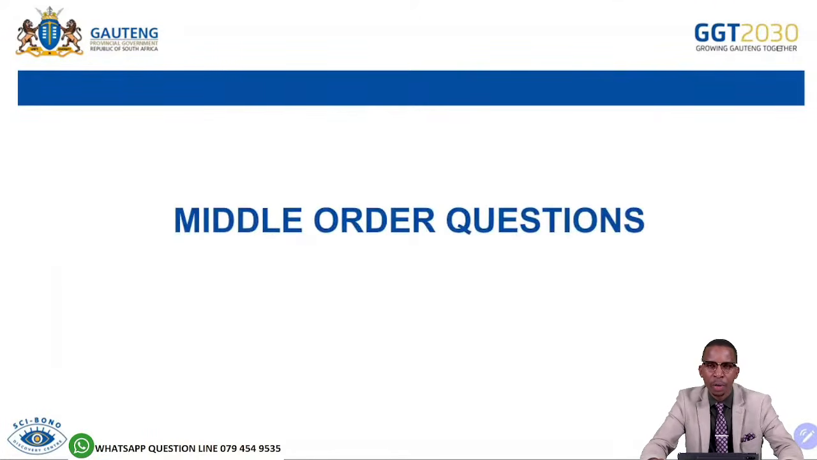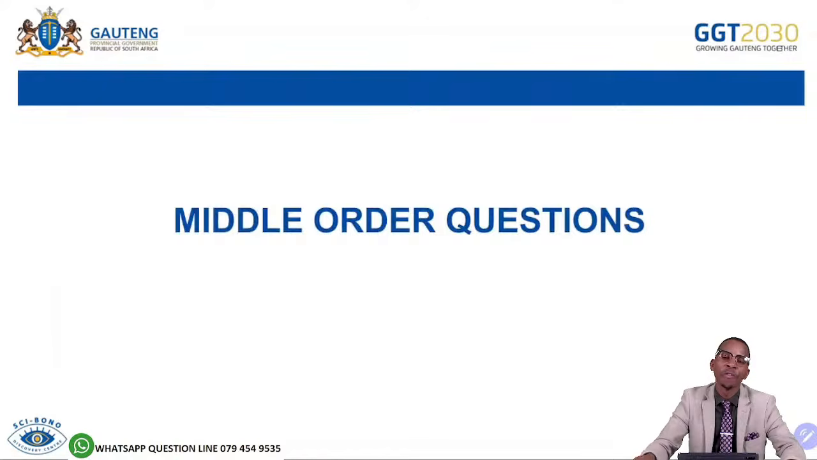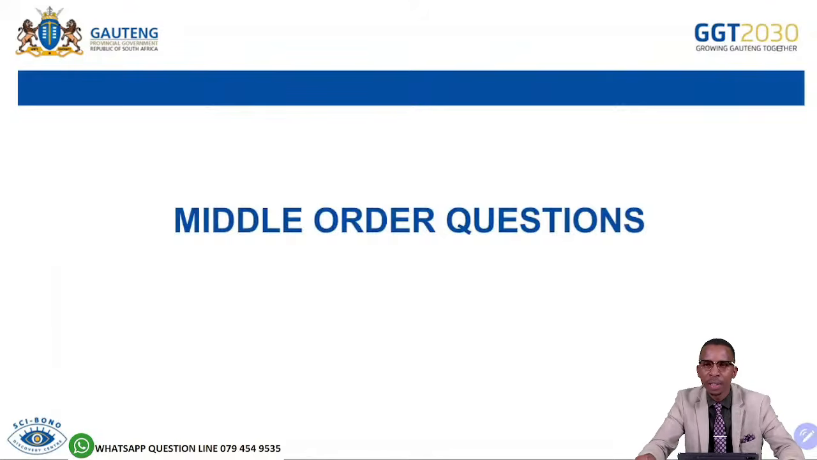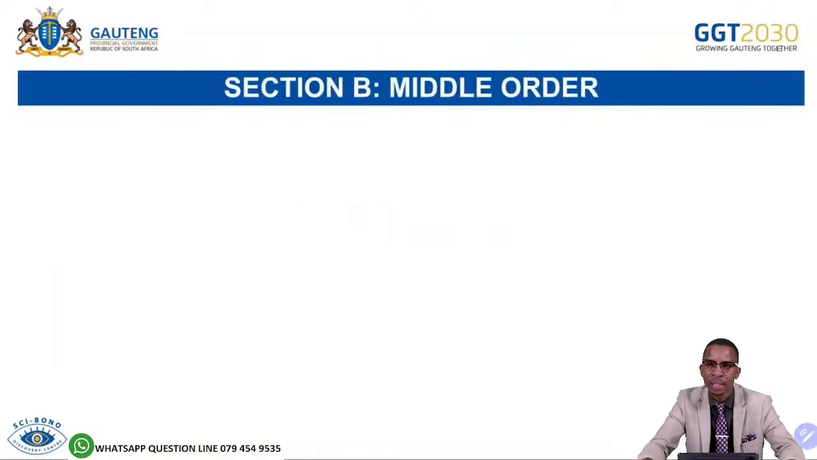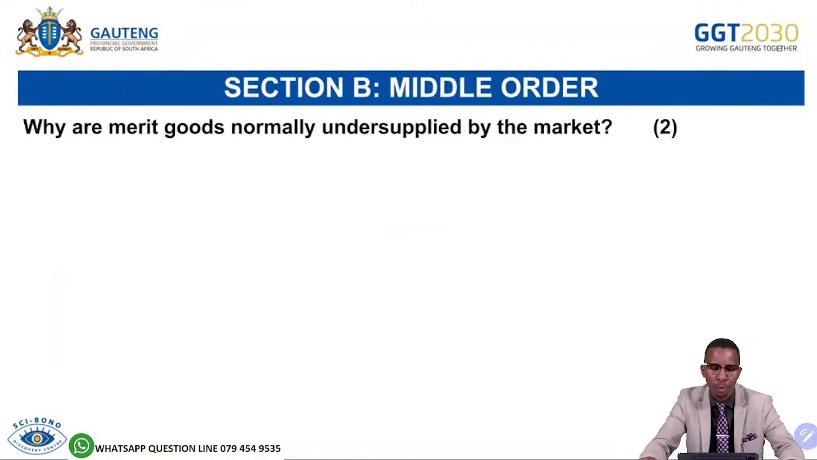Then we move to middle order. There's a lot that can be asked from you. They can ask you to mention characteristics. They can ask you to mention examples of firms, or of industries, under perfect market or monopoly or monopolistic. So there's a lot, so just be prepared. Middle order questions, this is where you have to answer in full sentences. You don't just list. Ensure that you answer in full sentences to obtain those 2 marks.